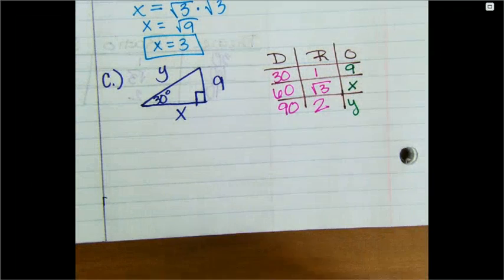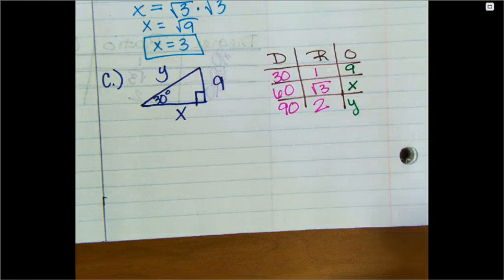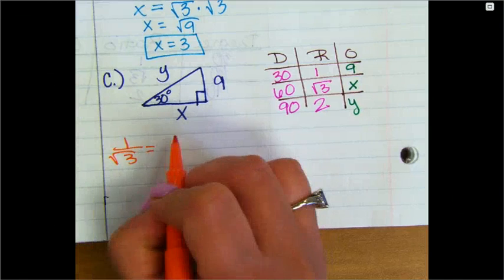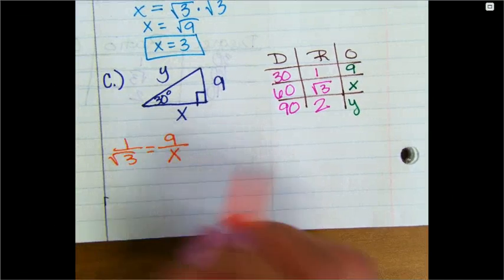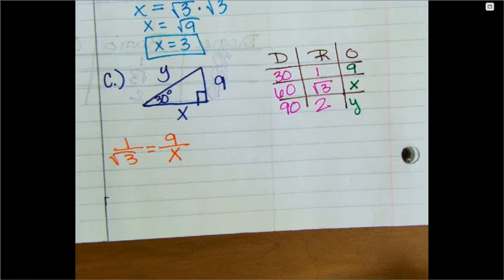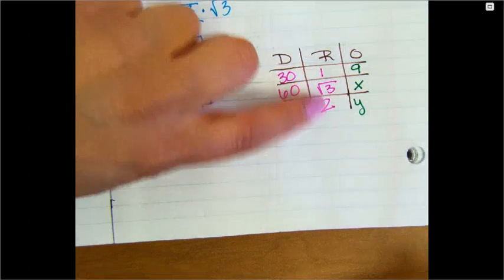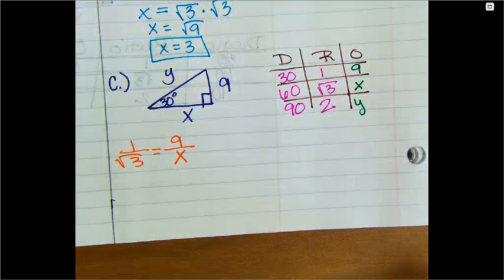Okay. Who can give me one proportion? 1 over radical 3 equals what? 9 over x. Very good. Who can give me the second proportion? What is it? Hold on, I can't hear. Okay, if you do radical 3 over 2, then you get x over y, but that gives you 2 variables.